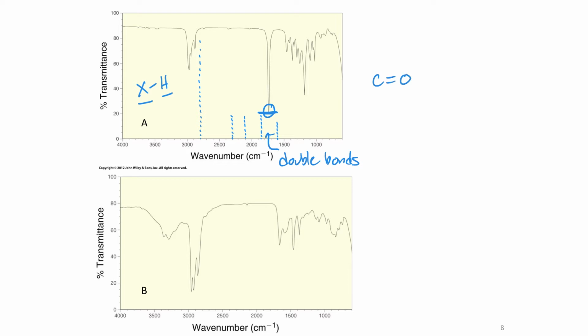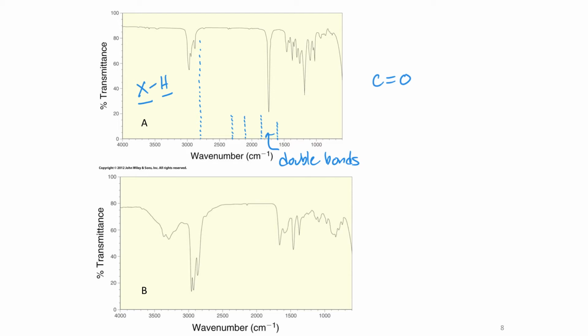We would see a smaller, shorter peak for a CC and a medium peak for a CN double bond. So I know from experience, and eventually you will know from experience, that this peak that we've identified with the blue labeling is a CO double bond.